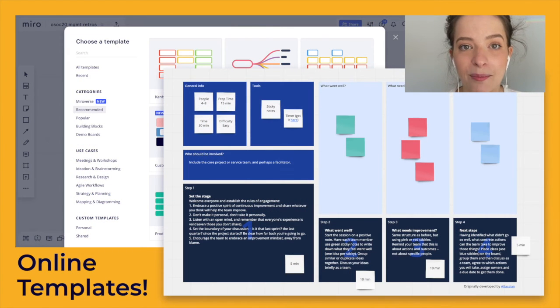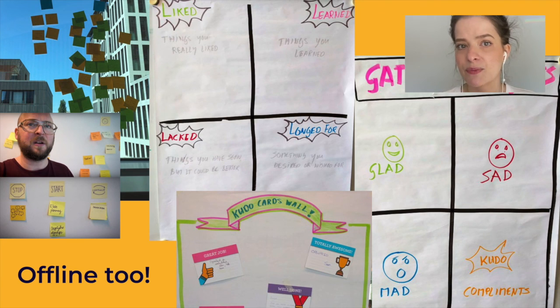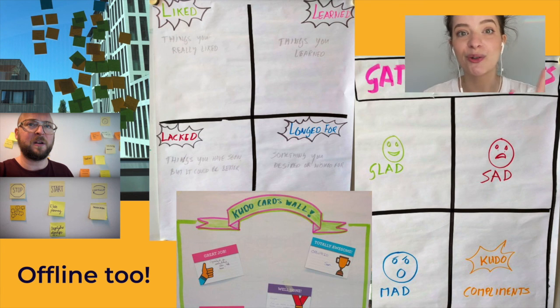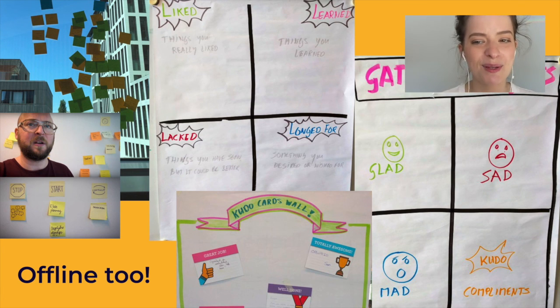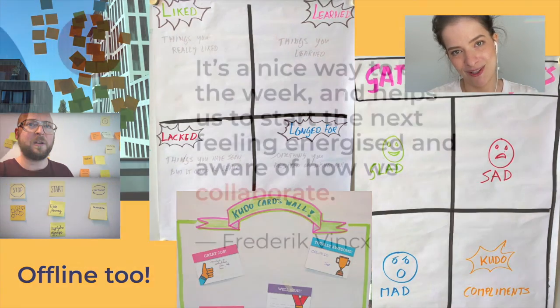There are a lot of templates out there online, and if you use tools like Miro, you even have templates inside the tool that you can use. But in a real-life setting, you can also start drawing and experiment with new things. You could create setups like glad, sad, and mad, and then have a kudos section to make sure you get to praise people, or liked, learned, lagged, and longed for. But it all comes down to the same thing eventually.